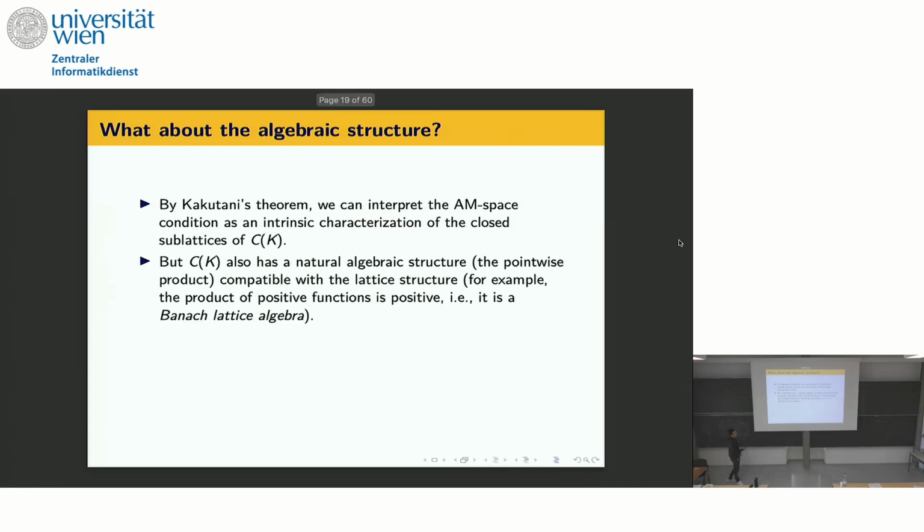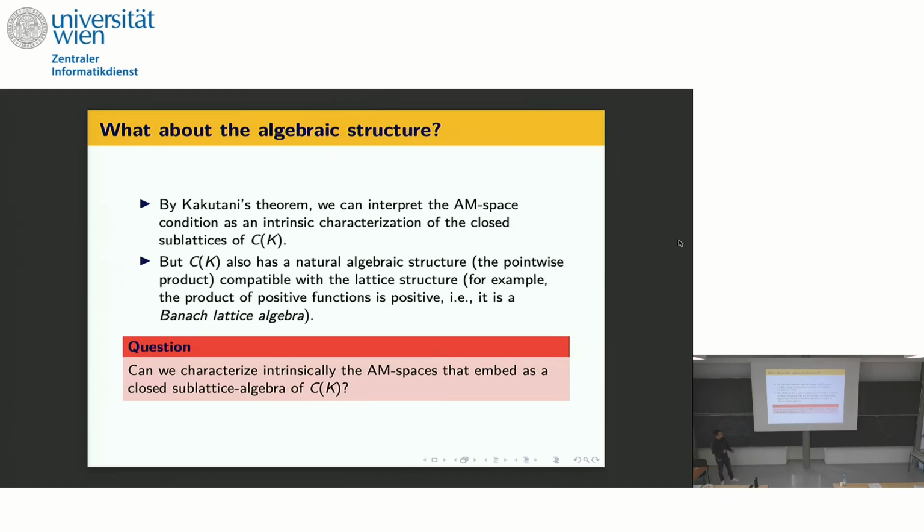But C(K) also has a natural algebraic structure, of course, the pointwise product, the typical algebraic structure that is somehow compatible with the lattice structure in several senses, but maybe the weakest is that the product of positive functions is positive. When this happens, we have a Banach lattice structure, a Banach algebra structure, and the product of positive elements is positive, we say we have a Banach lattice algebra.